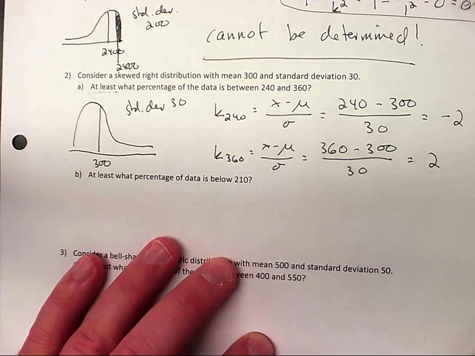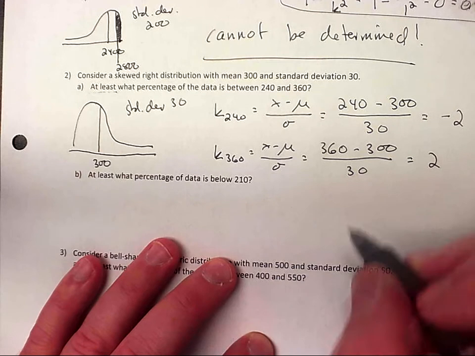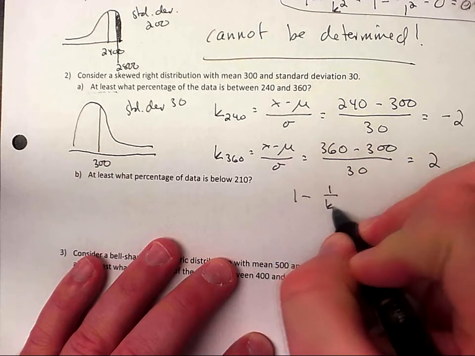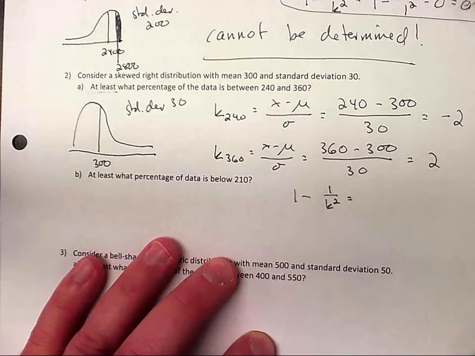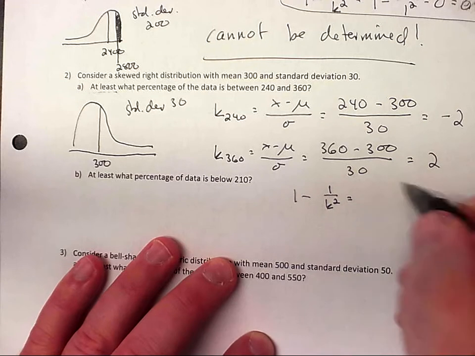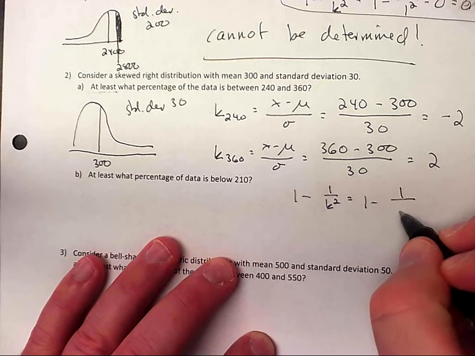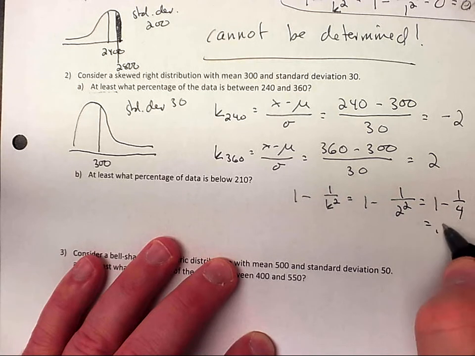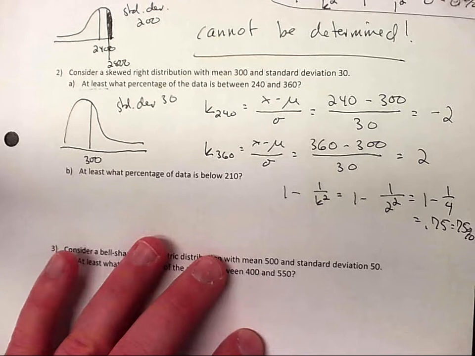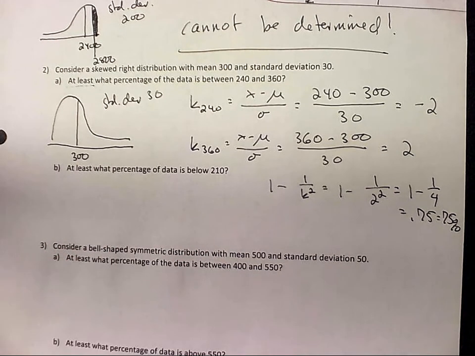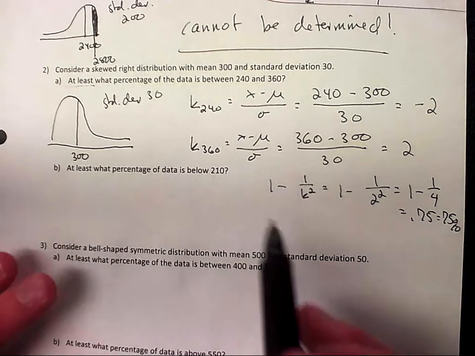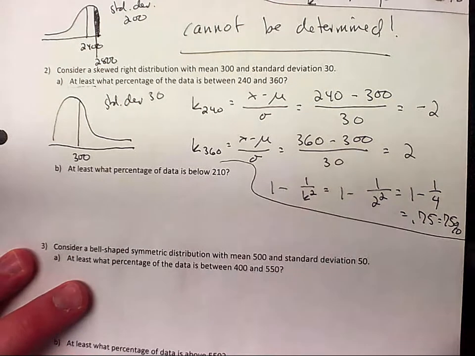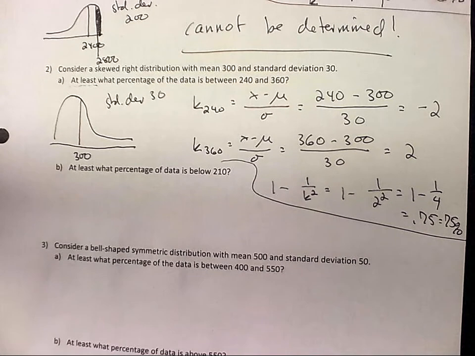Can we use Chebyshev's theorem for this? Absolutely. So what's our next step going to be? What value are we going to plug in for k? 2 or negative 2, right? It doesn't matter. It's always going to be the same thing. I like 2. So then here we're going to have 1 minus 1/4 or 0.75 or 75%. Everybody go with 75%? Any questions about 2A?